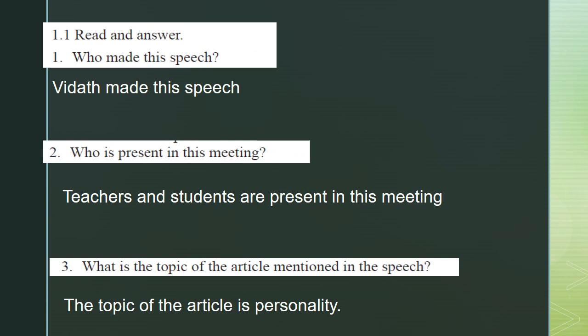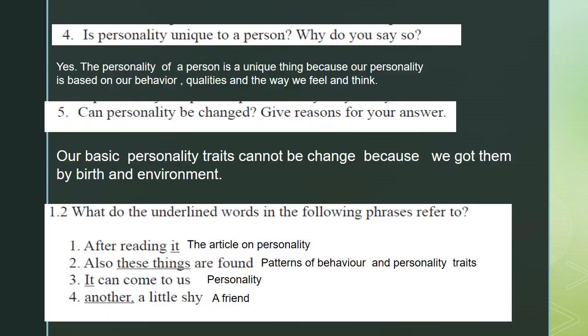Read and answer. First question, who made this speech? இந்த ஸ்பீச் வந்து யாரால் சொல்லப்பட்டது? Vedant made this speech. Who is present in this meeting? யாரெல்லாம் இந்த மீட்டிங் வந்திருந்தாங்க? Teachers and students are present in this meeting. Third question, what is the topic of the article mentioned in the speech? என்ன தலைப்பு? The topic of the article is personality. ஆளுமையை பற்றி தான் அதுல சொல்லப்பட்டிருக்கு.